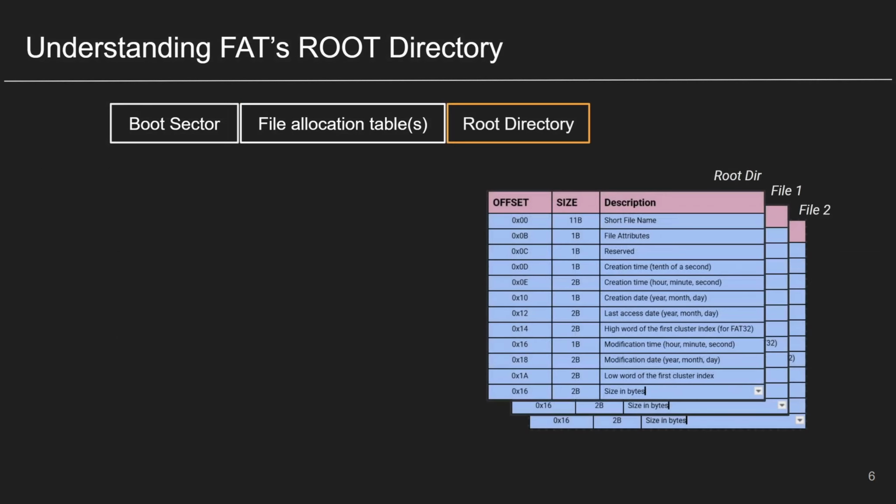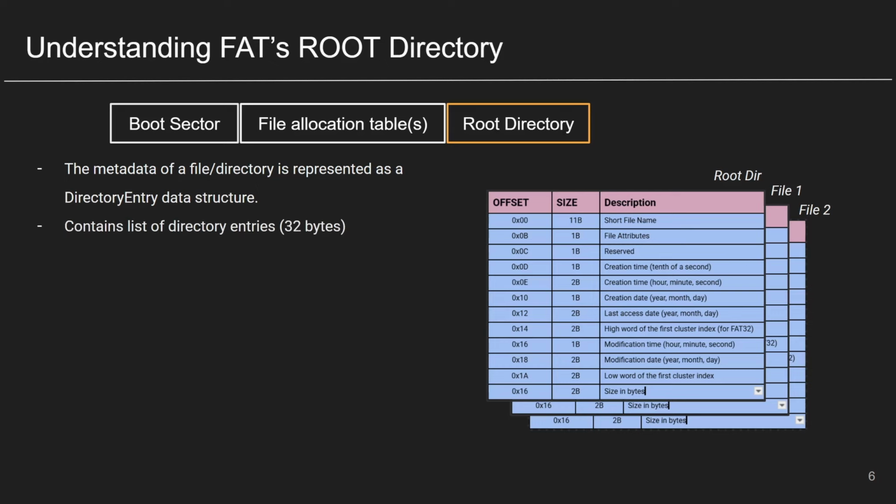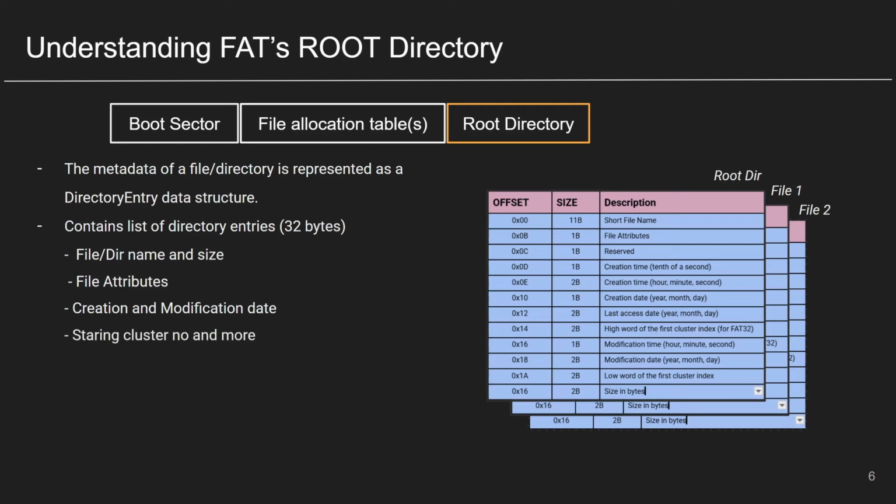Now we come to the root directory. So how do we find the starting cluster? That's the job of the root directory. The metadata of a file or directory is represented as a root directory entry data structure. It contains a list of directory entries, basically 32 bytes each. It contains file or directory names and sizes, file attributes, creation and modification dates, and the most important part, the starting cluster number. This is the number that gives us the entry point into the file allocation table.